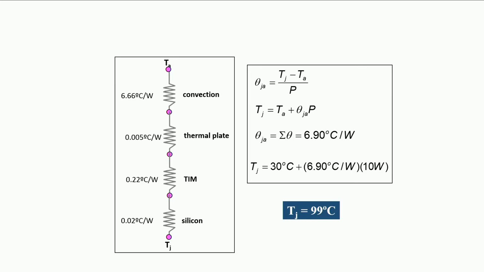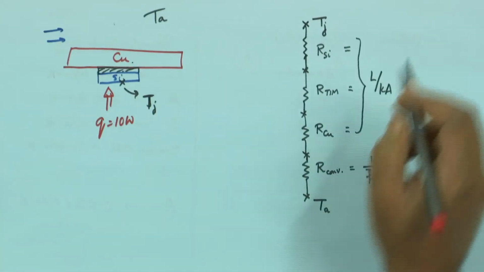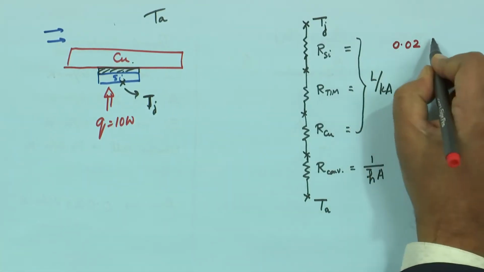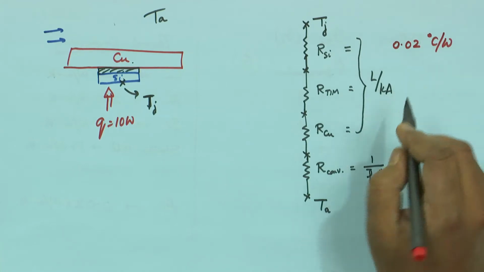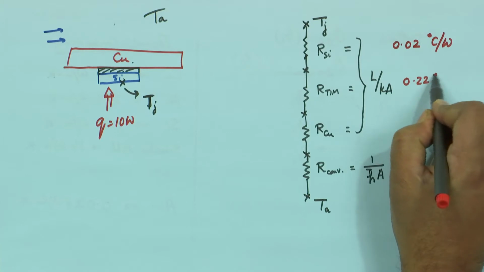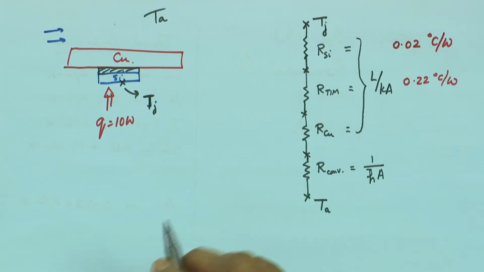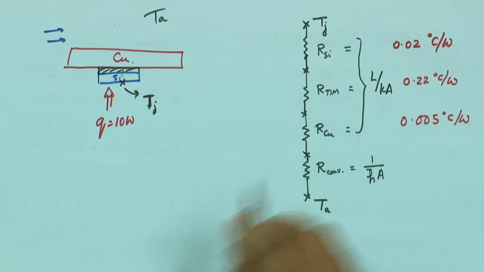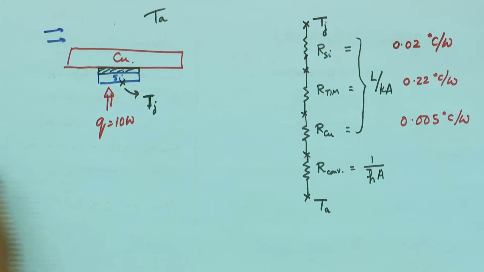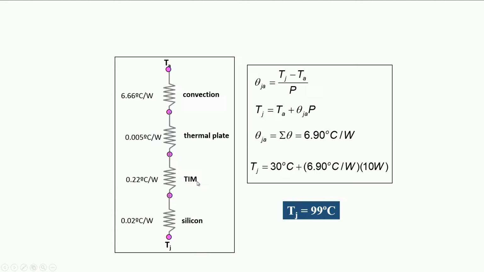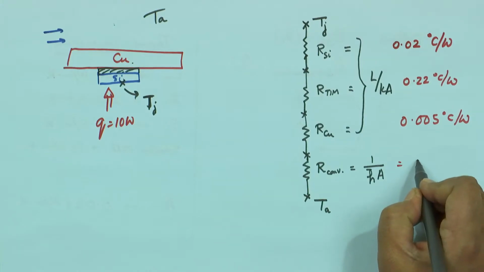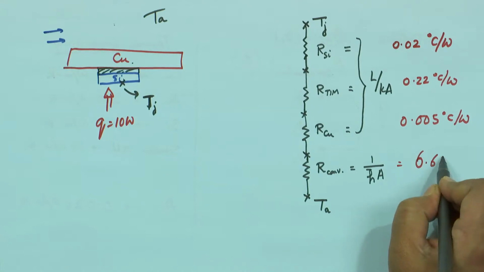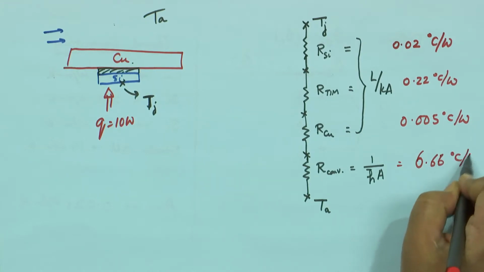I have drawn it here the other way. The silicon resistance comes out to be 0.02 degree C per watt, or Kelvin per watt. The TIM is 0.22. The copper plate is 0.005. Not surprising, right? Copper is one of the best conductors, and it is relatively thick if you consider 5 mm, so definitely it presents the least resistance. And finally, convection is 6.67 degree C per watt.